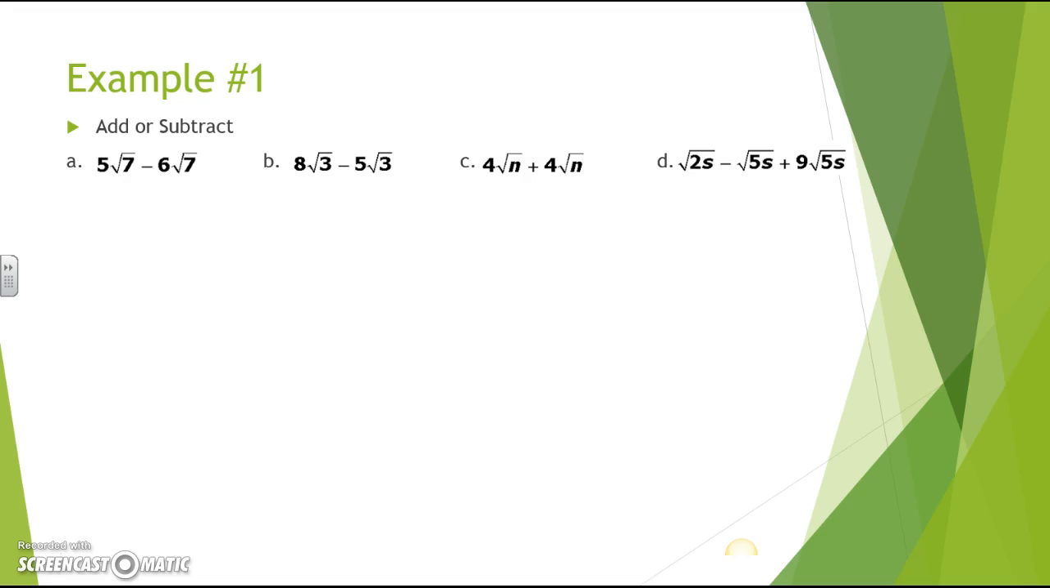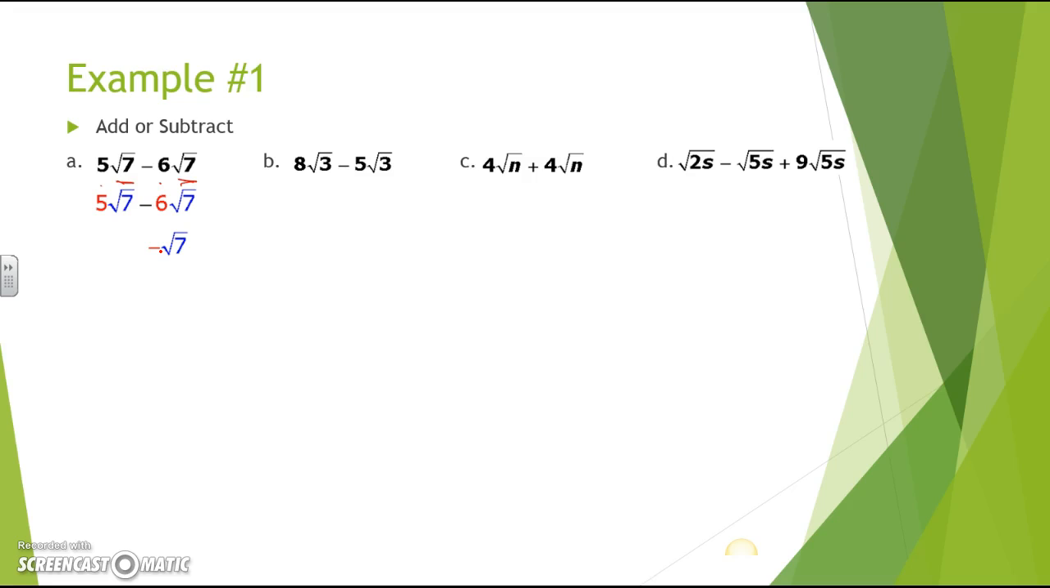Let's do some examples of adding and subtracting radical expressions here. So for a, we have 5 times the square root of 7 minus 6 times the square root of 7. My like radicals are the square root of 7, so I would subtract 5 minus 6 to get negative 1 times the square root of 7, or negative 1 is just another way to state that as negative square root of 7.